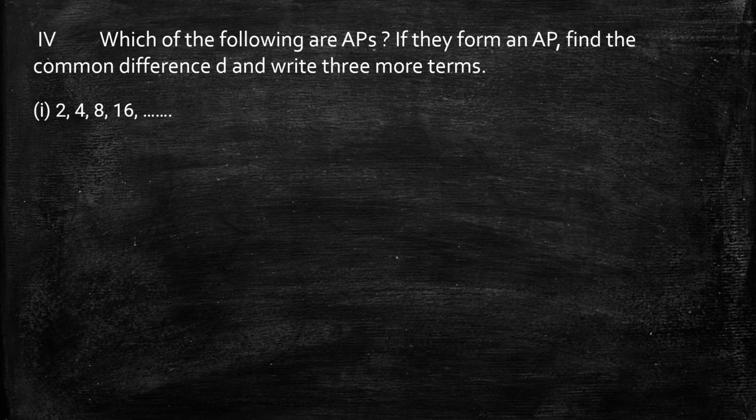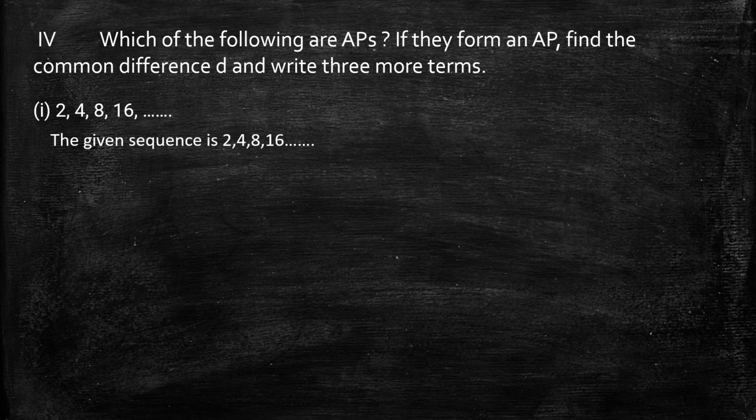Which of the following are APs? If they form an AP, find the common difference and write three more terms. Children, how will you find out whether the given set of numbers form an AP? You know that the difference between any term and its preceding term is a constant. So, if A2 minus A1 is equal to A3 minus A2, then it is an AP. If A2 minus A1 is not equal to A3 minus A2, then we will say the given set of numbers is not an AP.